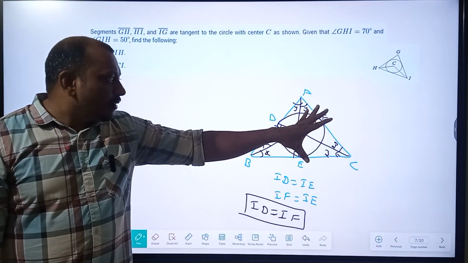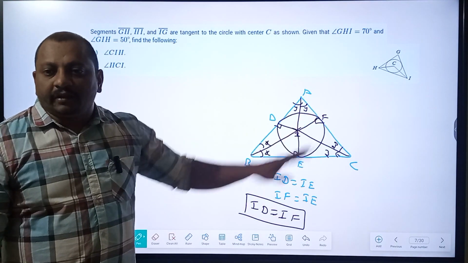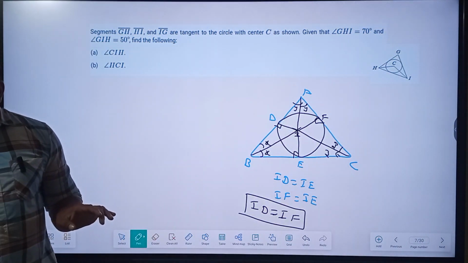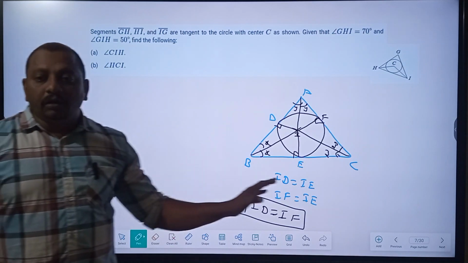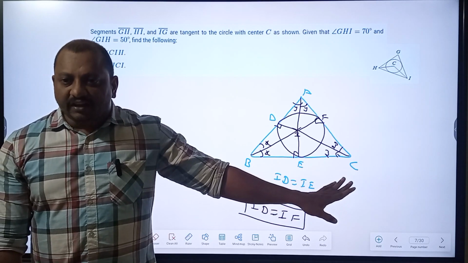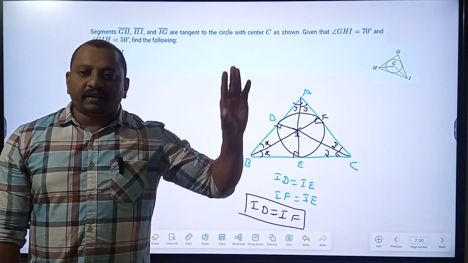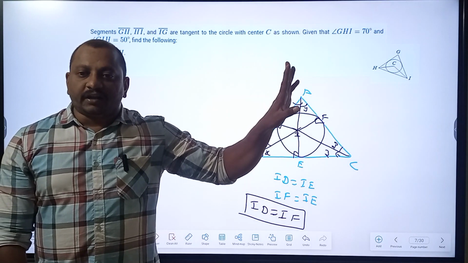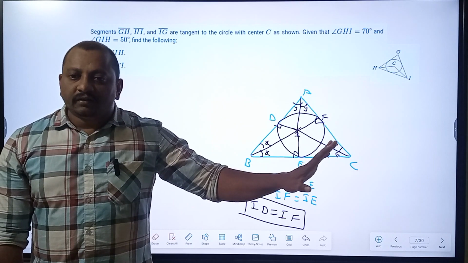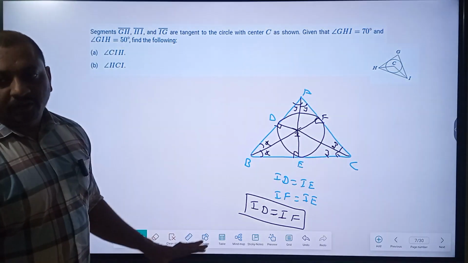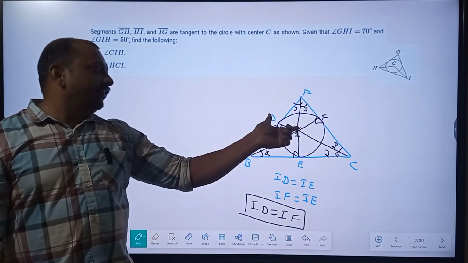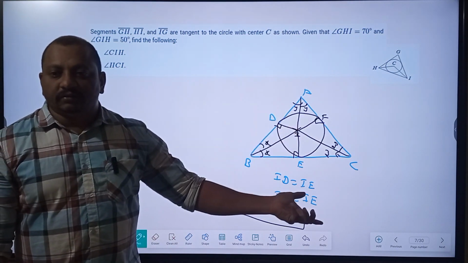Right, now the circle is tangent to all sides of the triangle. In questions, they will never mention the incircle. Simply, they will give you a circle which is tangent to all sides of the triangle. Immediately, we should identify, oh, the given circle is the incircle. If there is a circle passing through all vertices of the triangle, immediately we should recognize the given circle is a circumcircle. There the center is equidistant from the vertices of the triangle. Here the center is equidistant from the sides of the triangle.